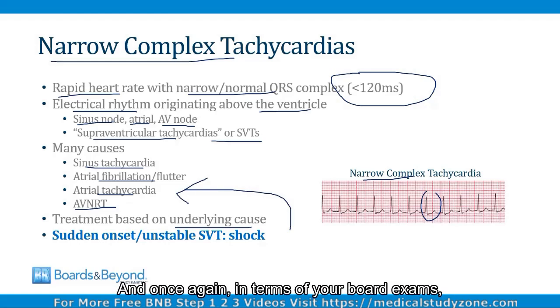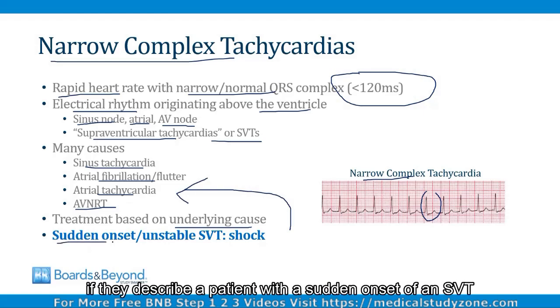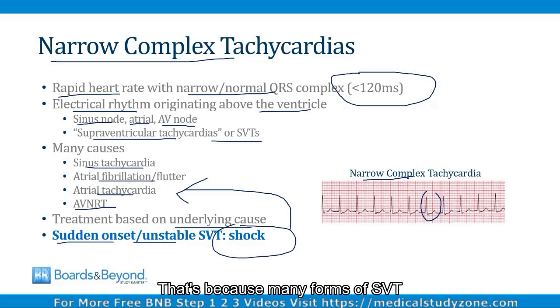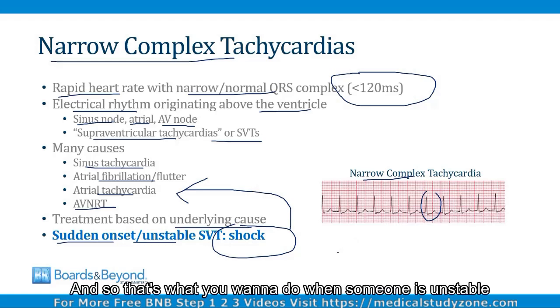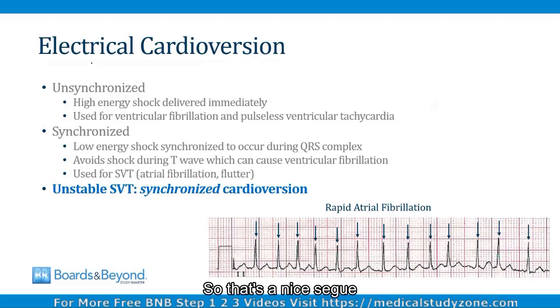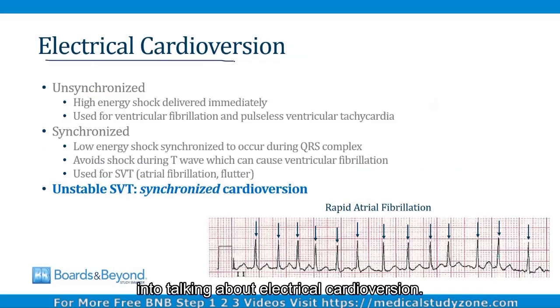And once again, in terms of your board exams, if they describe a patient with the sudden onset of an SVT and the patient is unstable, the answer is almost always to shock. That's because many forms of SVT will convert to sinus rhythm if you deliver an electrical shock. And so that's what you want to do when someone is unstable with a sudden onset SVT. So that's a nice segue into talking about electrical cardioversion.